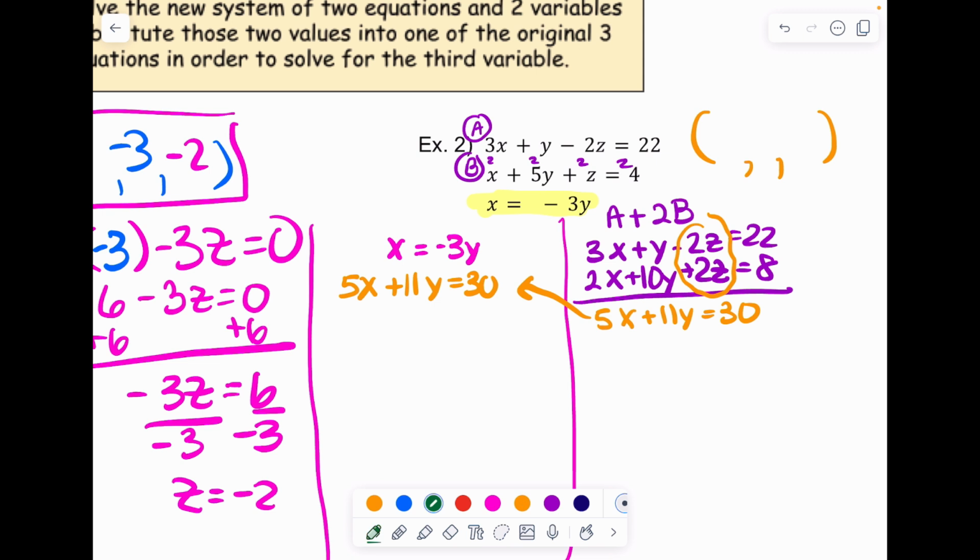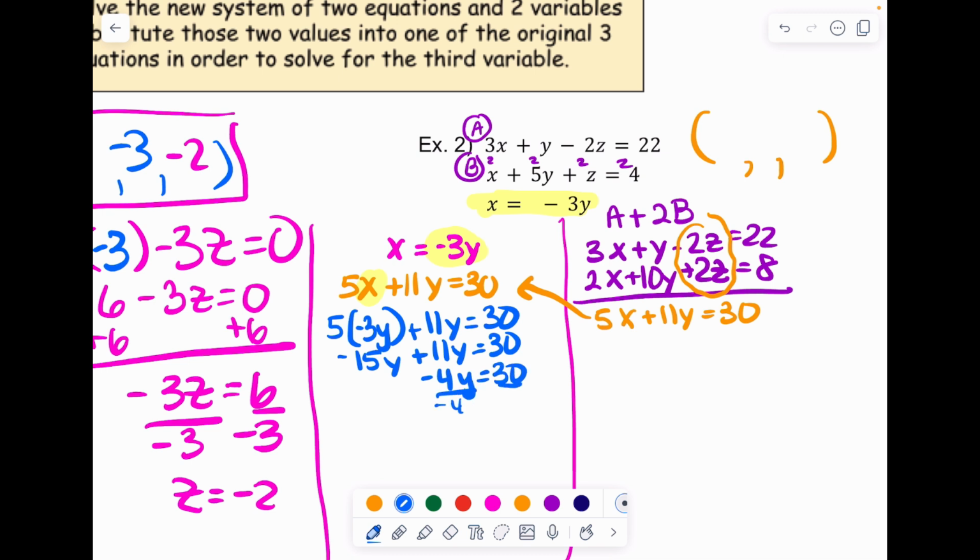Okay, so we see that we already have x alone, so we can use substitution. Everywhere we see an x, we can put a -3y. So 5 times -3y plus 11y equals 30. And so -15y plus 11y equals 30. And so -4y equals 30. So when we divide by -4, we're going to get y is equal to, in simplest form, 15 over 2.